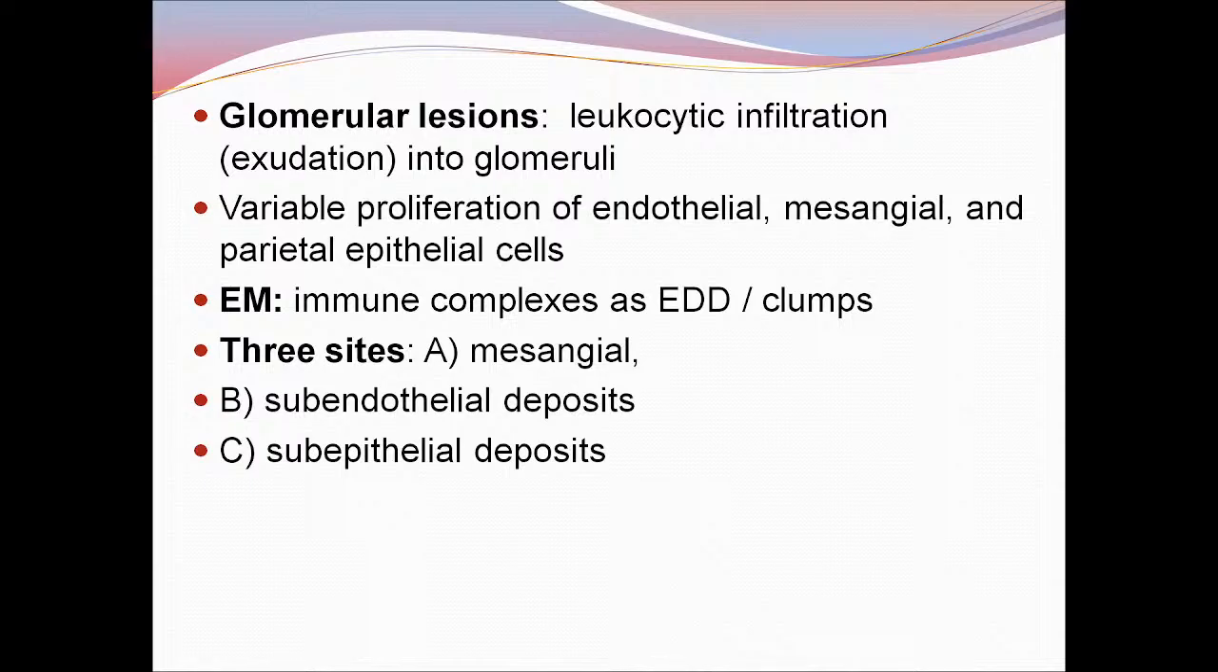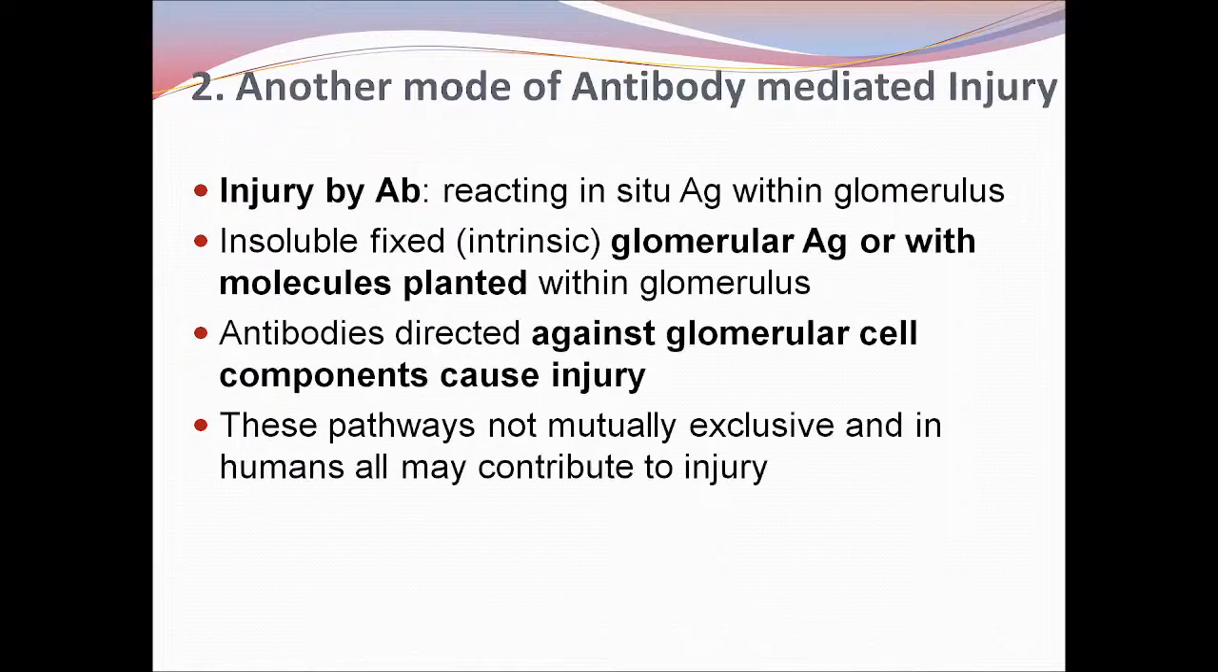And there may be a mesangial deposition, some subendothelial deposition or subepithelial deposition. So, this finding of immune complex deposition, electron dense deposits, can be at various locations: mesangium, subendothelial or subepithelial. So, this will be the finding on electron microscopy when we are talking about the circulating deposition of immune complexes.